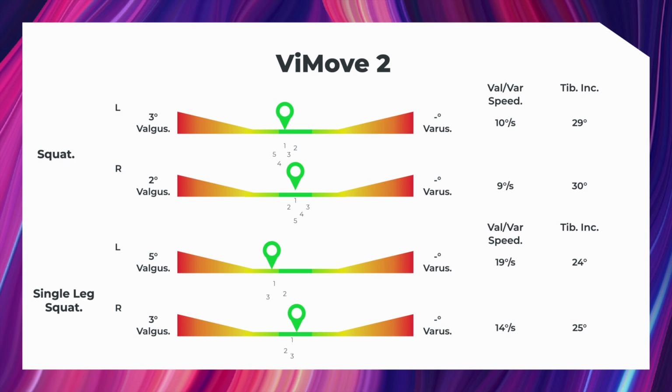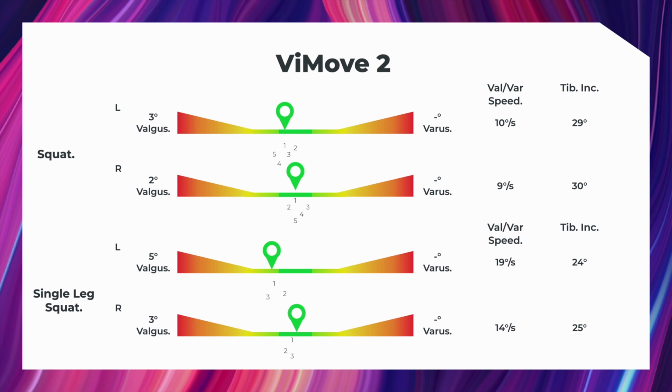We look at the valgus varus degrees per second, 10 and 9 degrees, perfect, amazing. That's super controlled. I'm ecstatic about that. Tibial inclination, we got 29 degrees and 30 degrees, perfect. That was already good from the previous one, so a little bit of improvement there, fantastic. I'm happy with that. Single leg squat, I really like this.